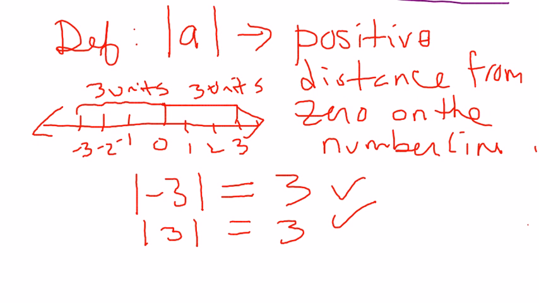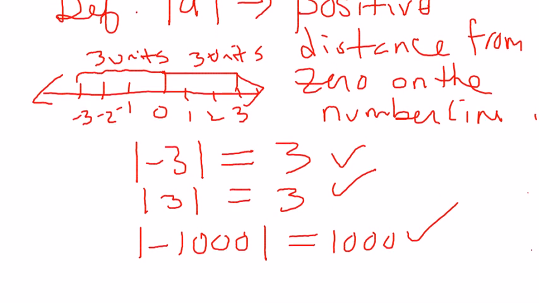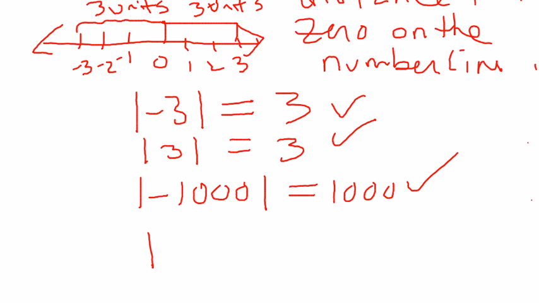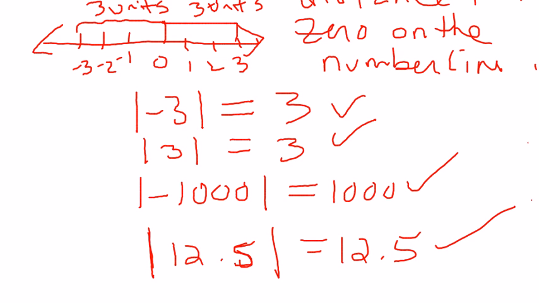So let's just make sure we get it. So absolute value of -1,000 is 1,000. Okay? But absolute value of 12.5 is 12.5. So just make sure it's positive. That's the main thing. Okay.